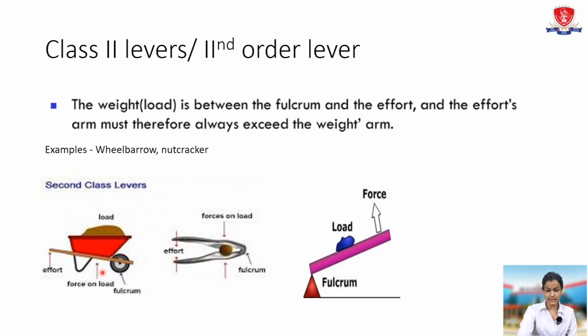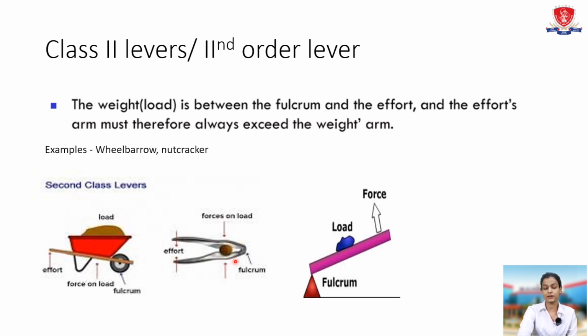Now, look at this diagram. In this, the fulcrum is situated at the place of the wheel, which is a fixed point, a balancing point. The weight is the load that we have to lift with the help of the wheelbarrow, and this handle of the wheelbarrow is where we will be applying the effort to move this object.